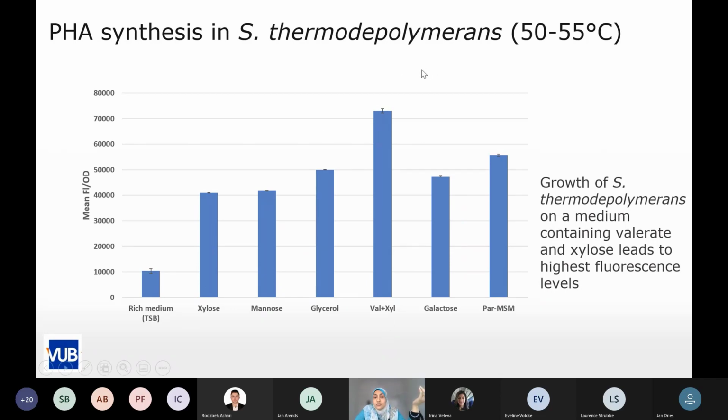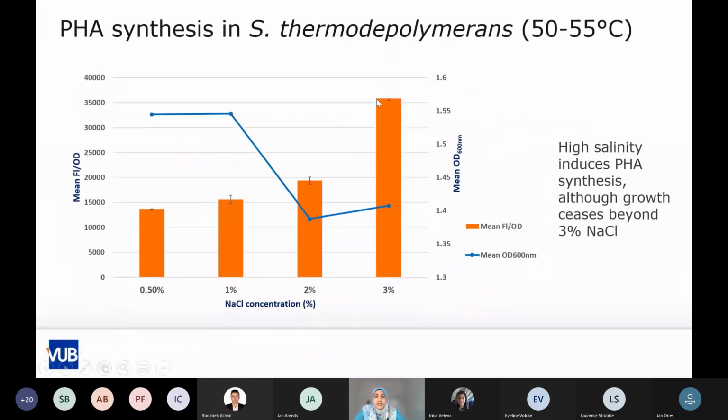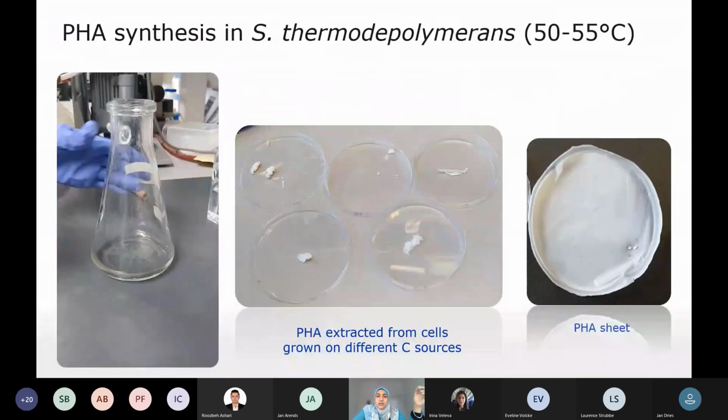And by introducing valerate to the media as a precursor, it can produce the copolymer polyhydroxybutyrate-co-valerate. Then I also tried environmental stress conditions such as salinity. I increased the concentration of NaCl in the medium, and by increasing the concentration, the fluorescence, or I can say the PHA production, increased. Although the growth decreased, the PHA increased.